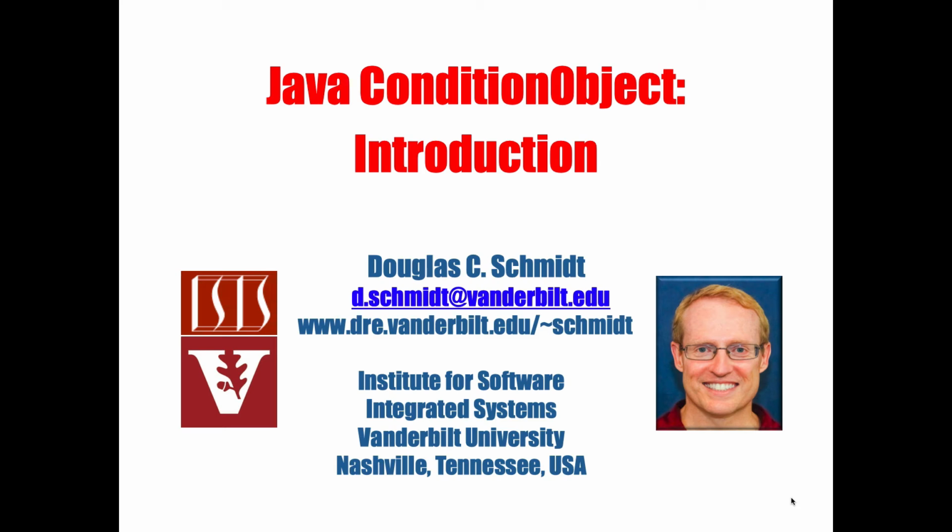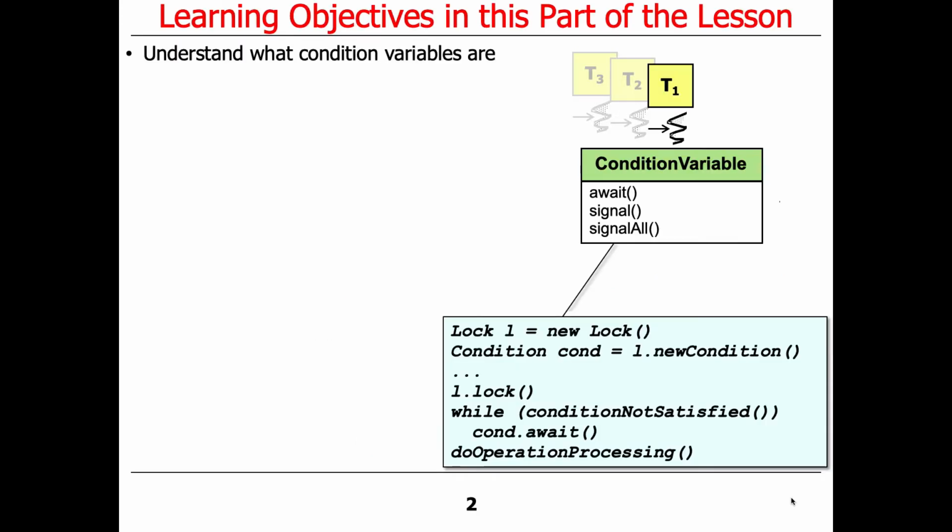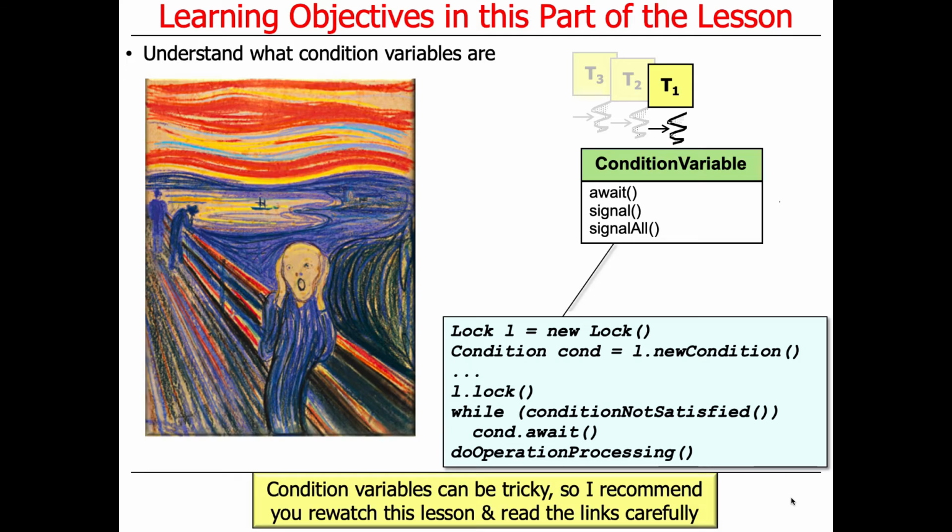So we're going to turn our attention now to a new type of synchronizer in Java that we haven't covered before in detail called the condition object. Today I'll talk about what a condition variable is, which will be a motivation for condition objects, and then we'll talk about condition objects. These concepts are rather tricky, so I recommend you go back and watch this lesson again on the video and read the links carefully because it's a little subtle.